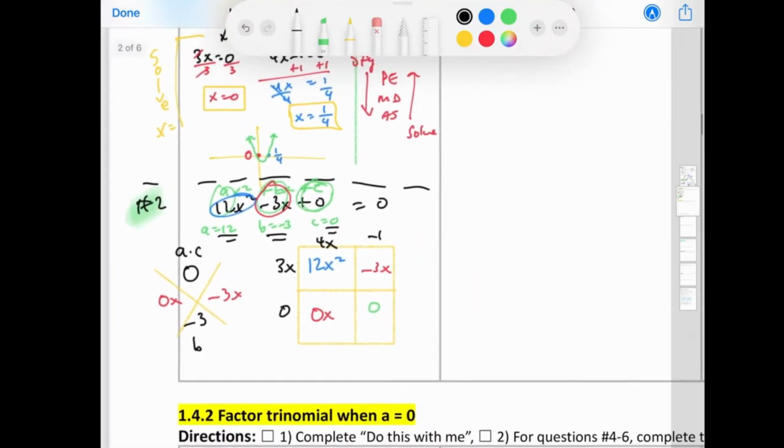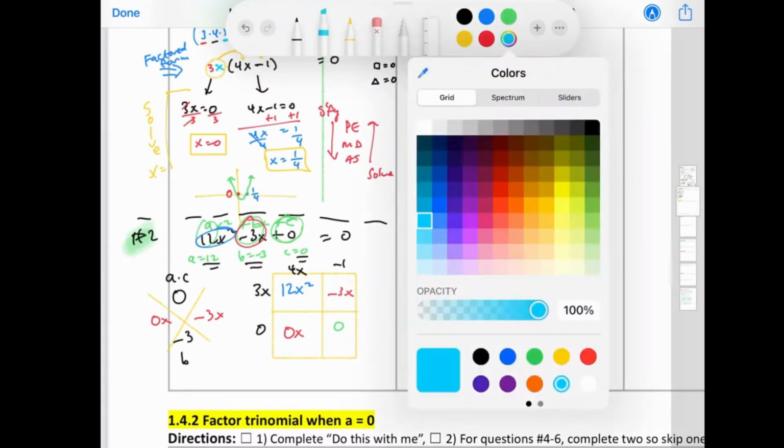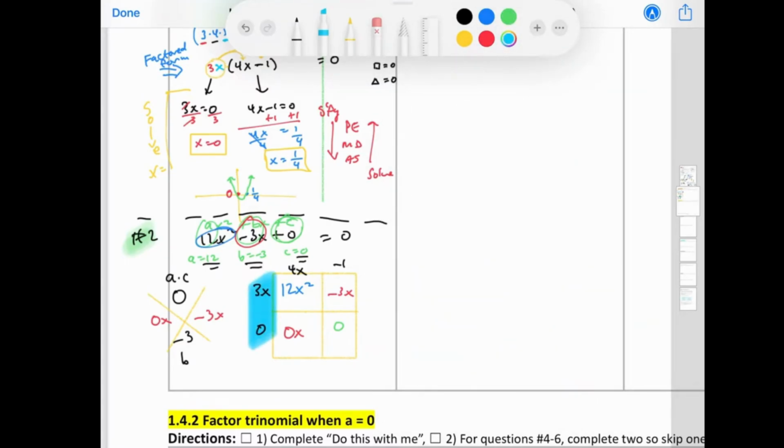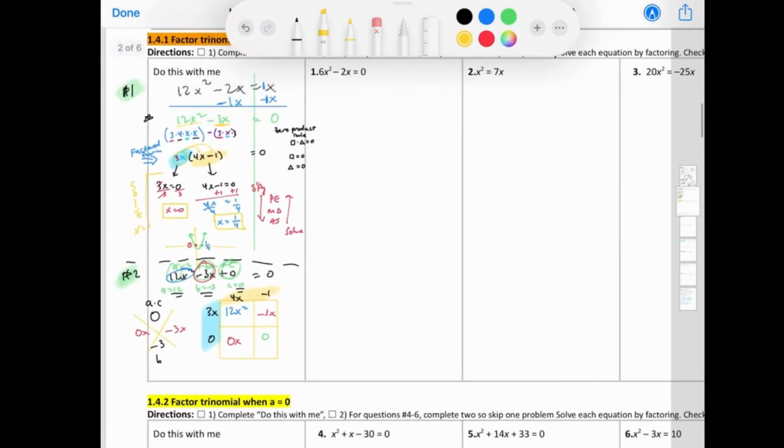And I want you to notice, let's see if I can highlight this in this cool blue. 3x is too dark. 3x is the same thing as this one, and 4x minus 1 is the same as this one. So I'm trying to show you that you can get the same answer.